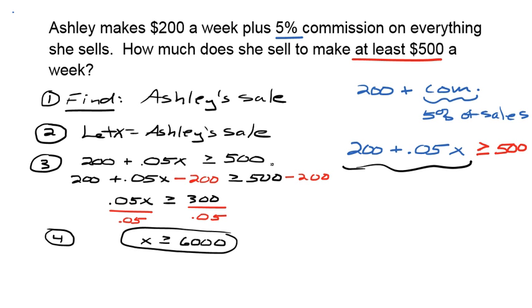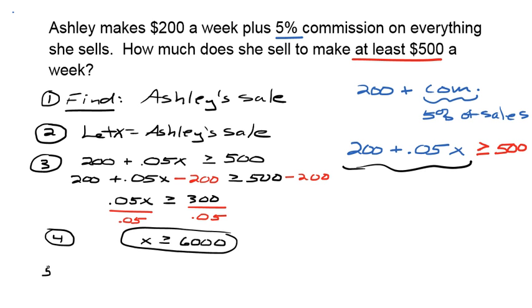So when we solve an inequality like this, we first have to isolate the variable term. So I subtract 200 from both sides. That leaves me with 0.05x greater than or equal to 300. Divide both sides by 0.05 to undo this multiplication, and I get x is greater than or equal to 6,000. Circle that, and that's your step 4.